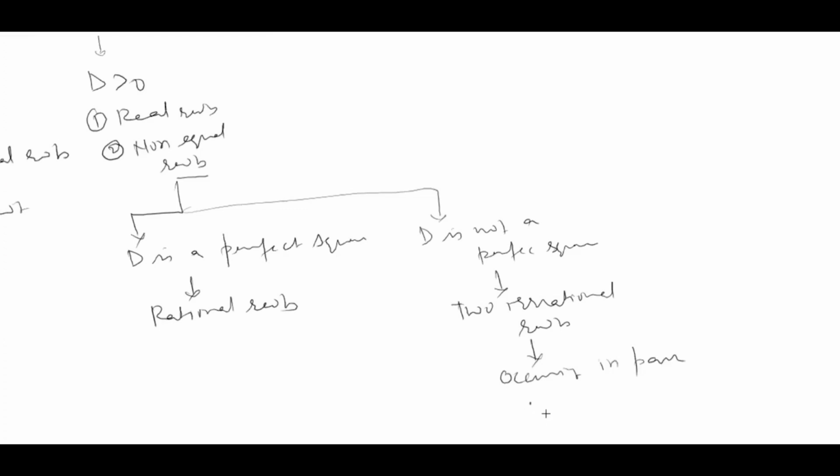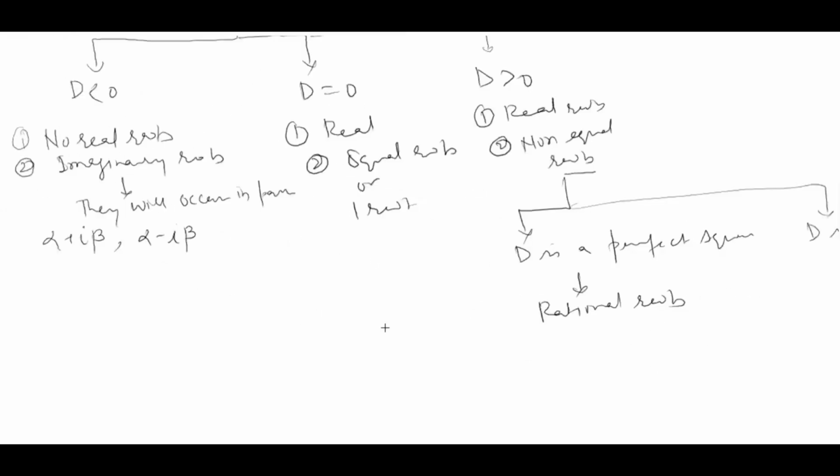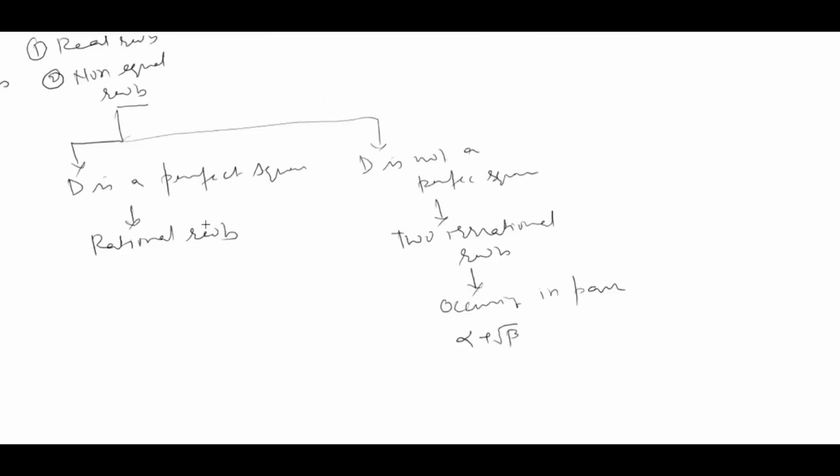Again, if one expression is alpha plus root beta, I shouldn't be writing alpha, otherwise it will be confusing. I should be writing a plus ib, because alpha and beta we use for the roots. So if this is a plus ib, the other will be a minus ib. Similarly, if one of the roots is a plus root b, then the other root will be a minus root b. Sometimes they will just give you one of the roots, and then you have to assume the next root would be this. So the nature of the roots is what we discussed.